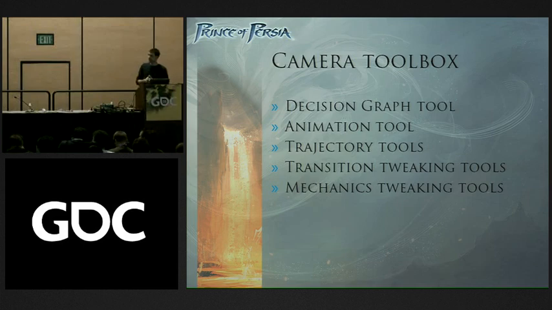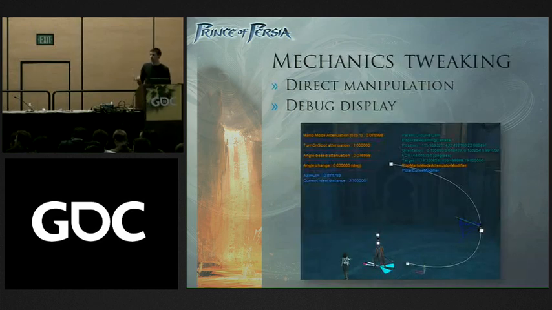And at last, it's a mechanics tweaking tool. I'm just going to explain quickly. It's just the mechanics. Really, when you're in one camera shot, when you're in one camera mechanic, how do you give them the control over that mechanic? Because there's a lot of modifiers, there's a lot of parameters to tweak. So the thing is, we really wanted them to be able to see what they were changing.